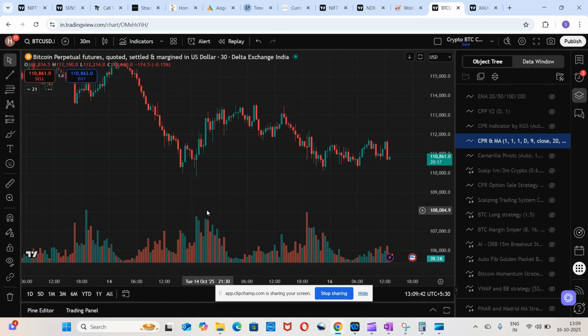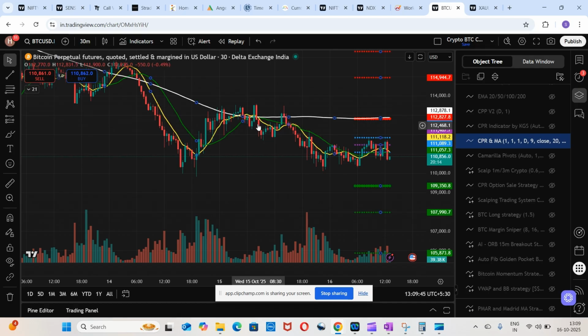It's loading for 30 minutes. So see, you'll enter here because it's below 200 EMA. You'll enter here and you just stay in the trade as long as you know this. You can exit here or you can exit here. Okay, so that's how we'll enter the trade.